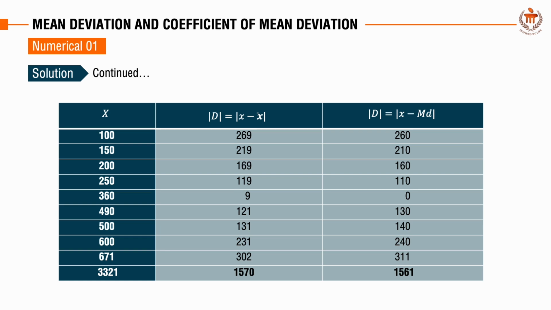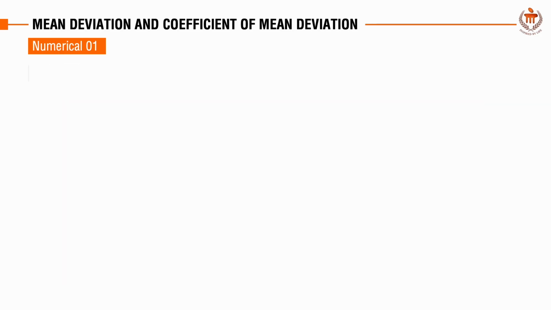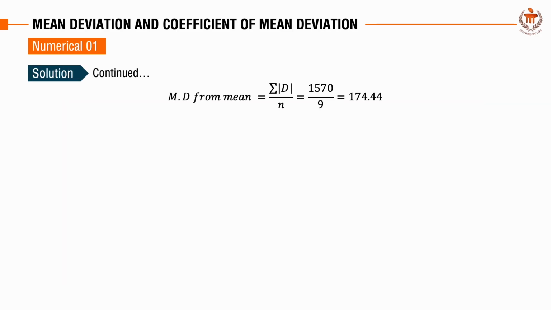Then the total sum of modulus of D, when I'm finding the deviation from the arithmetic mean, I'm getting the sum as 1570. Similarly, when it is done from the median, the total sum will be 1561. We find the deviation of each value from the median, which as per our calculation is 360, and when we took the summation of D, ignoring the sign, we got the sum as 1561.